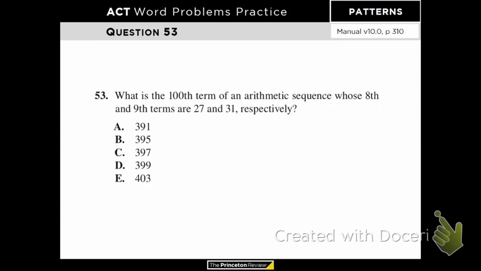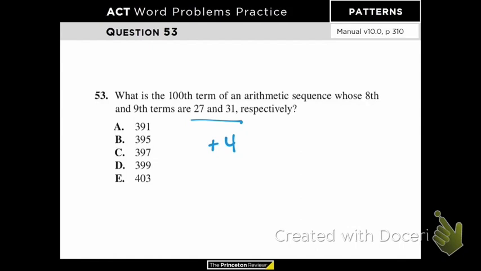53, what is the 100th term of an arithmetic sequence whose 8th and 9th terms are 27 and 31, respectively? Okay, so there are a couple different ways you could do this one. You could sit there with your calculator and just start with your last number and then find your difference, which we can see here. 27 to 31 is going to be adding 4 each time, and you can just sit there with your calculator until you get up to the 100th term.